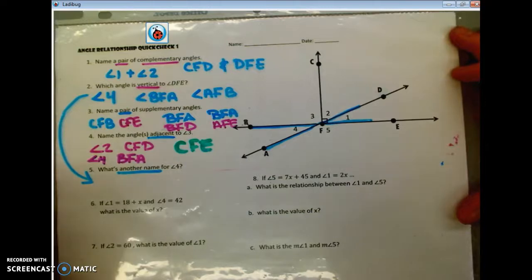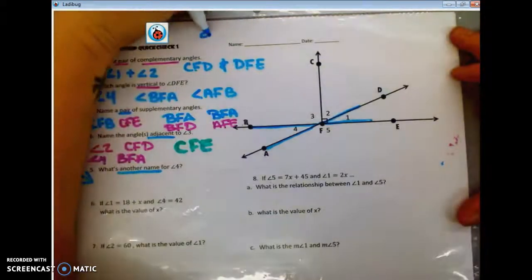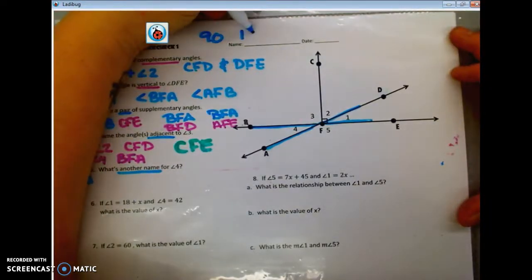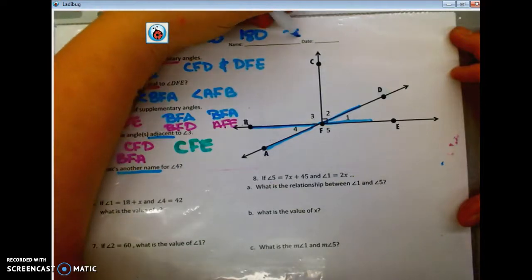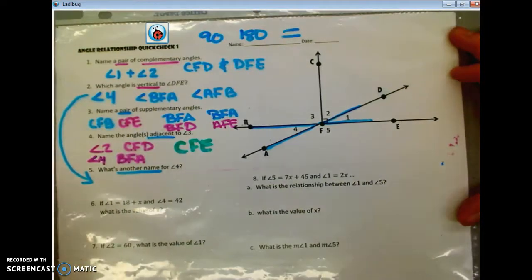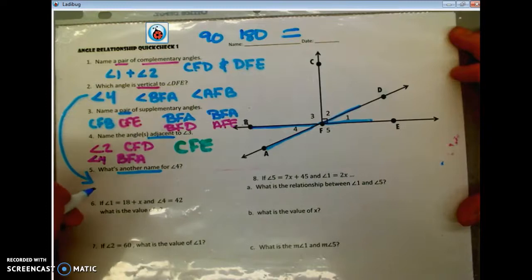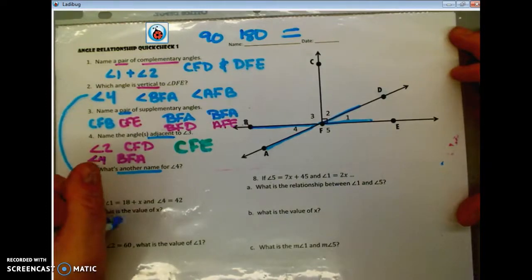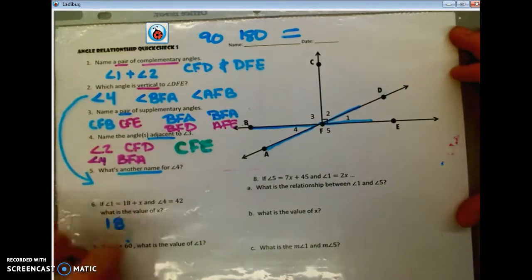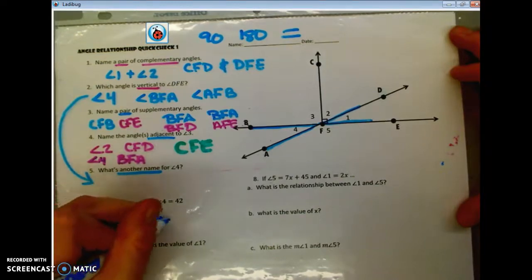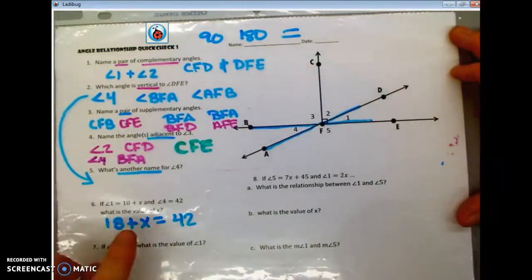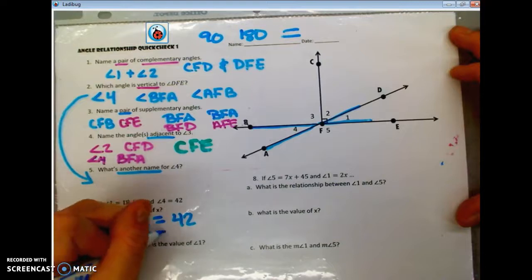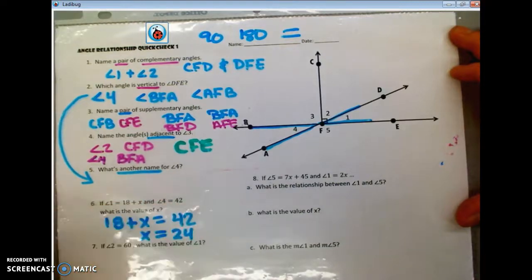You have 3 types of relationships. They can add up to be 90, they can add up to be 180, or they can be equal to one another in value. That's all it comes down to. So because they're vertical, that means that angle 1 is equal to angle 4. So now you've got an equation to set up and solve. Subtract 18 from both sides, and you get x is 24.